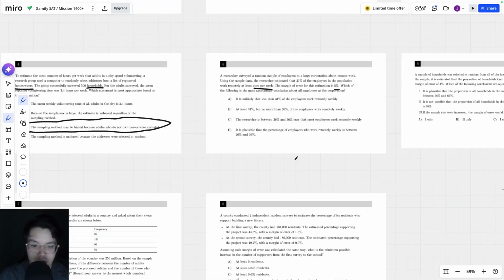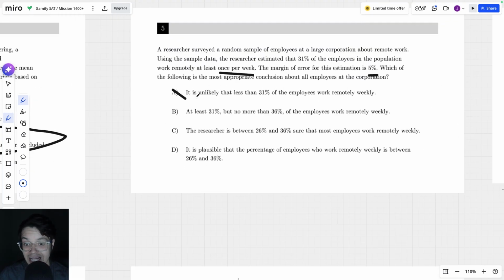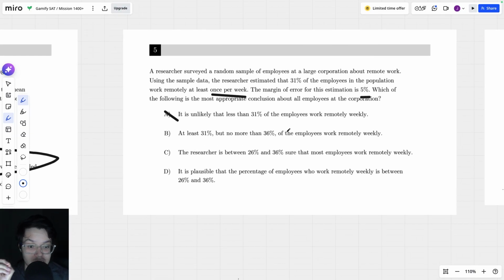So therefore, we should probably just not go for A. B: at least 31%, but no more than 36% of the employees work remotely weekly. That's definitely better, but it has a couple issues. Probably the biggest one is that it's completely ignoring the people below.